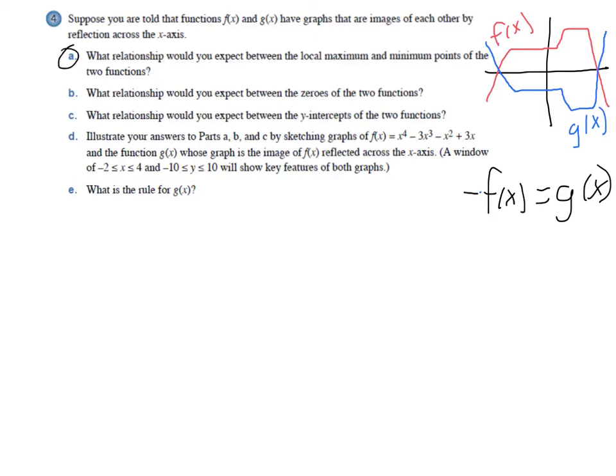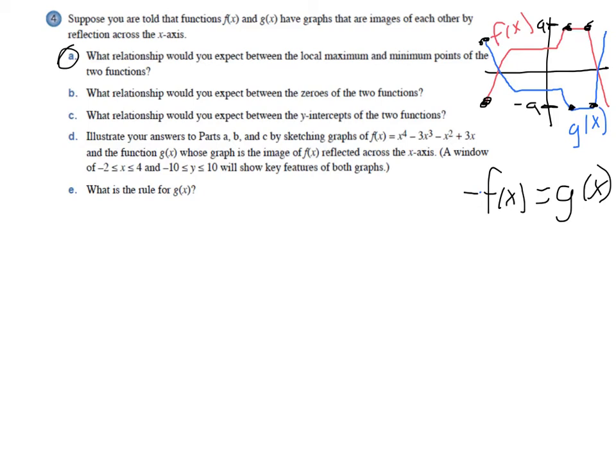So in part A, when it talks about what relationship would you expect between the local maximum and minimum points of the two functions, well, whatever we have for a maximum point for f of x, we would expect to have minimums for g of x, because if we are going up a units, then in g of x we're going to be going down a units. For minimum points, then, whatever we have for a minimum in f of x, we would have as a maximum in g of x.